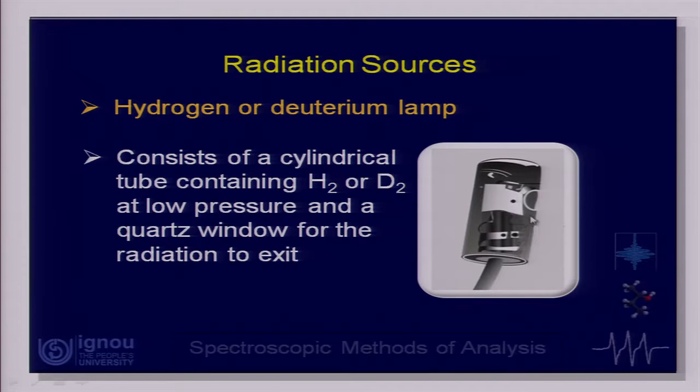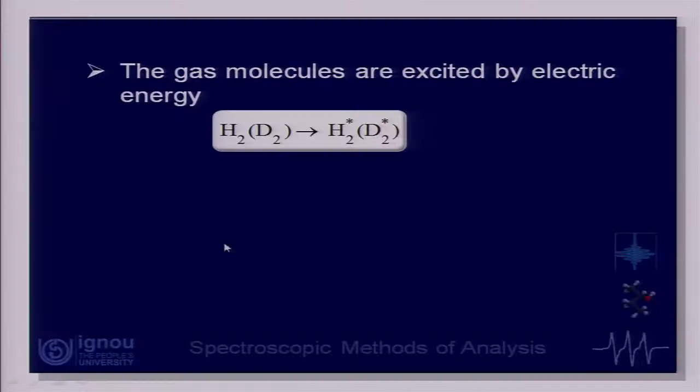Basically, you have a tube here, with hydrogen or deuterium gas in it, and there is a quartz window somewhere here from which the radiation comes out. The basic principle of this kind of radiation source is that there are hydrogen or deuterium molecules in the lamp. When I give energy, these molecules get excited. This star represents an excited species, and the bracket indicates it could be hydrogen or deuterium. Okay.